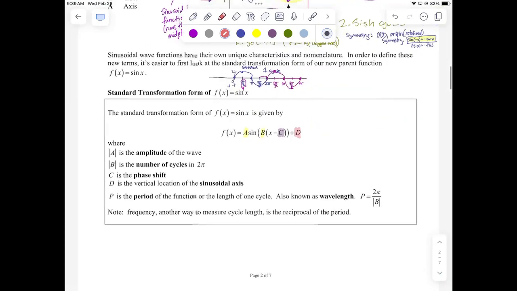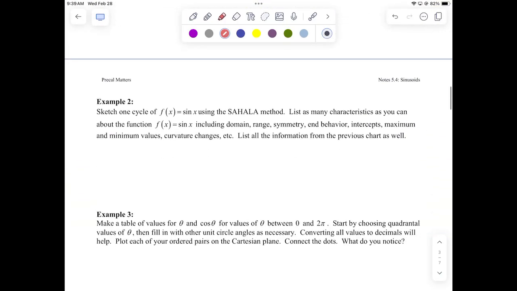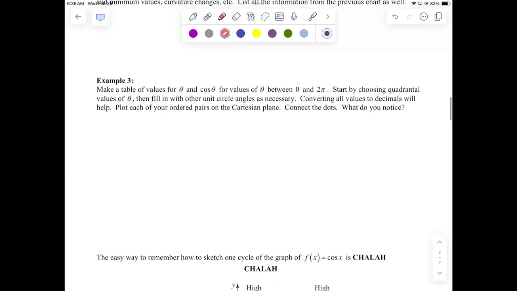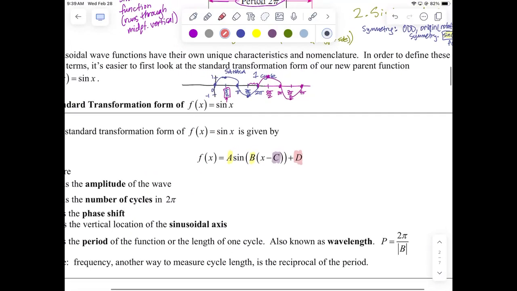Okay. So tomorrow what we're going to do is we're going to start sketching. Well, we'll learn about cosine first. And once we learn about cosine, we'll start sketching transformations of sine and cosine.